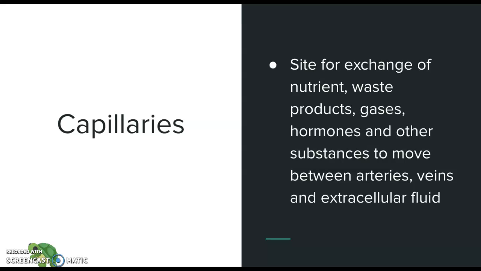So the arteries bring the oxygen. If I'm flowing out of my heart into the rest of my body with oxygenated blood, the arteries bring the oxygen to the capillaries, and then the capillaries take it and hand it off to where it needs to go. So the capillaries are your mesh system.